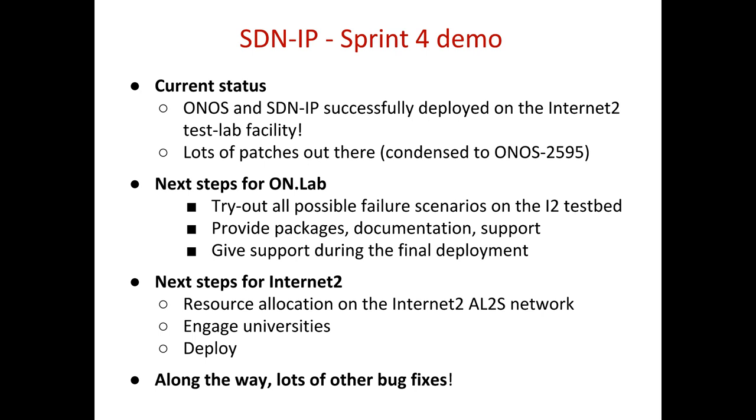What's next? The real deployment, of course. On the Internet 2 side, they need to allocate resources in the AL2S network for us. They need to finish engaging the university, and of course, they need to deploy. On our side, we will support the deployment. We are providing them more documentation, our technical support, the packages, all the patches, and we are also now trying the failure scenarios in the test lab. And that's it.